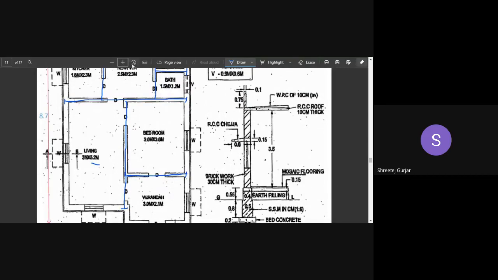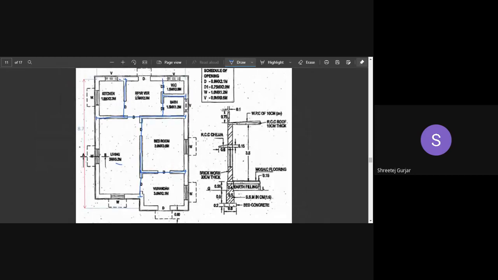So let us just look into the plan. If you look into your plan, you will see that there is no such junction. There is no junction of 30 centimeter wall by 30 centimeter wall.